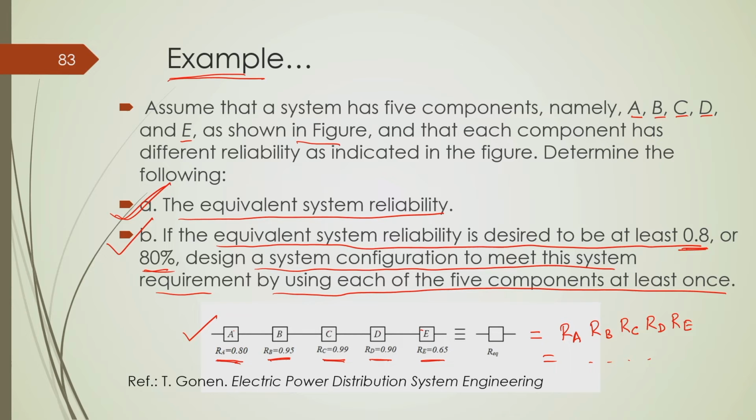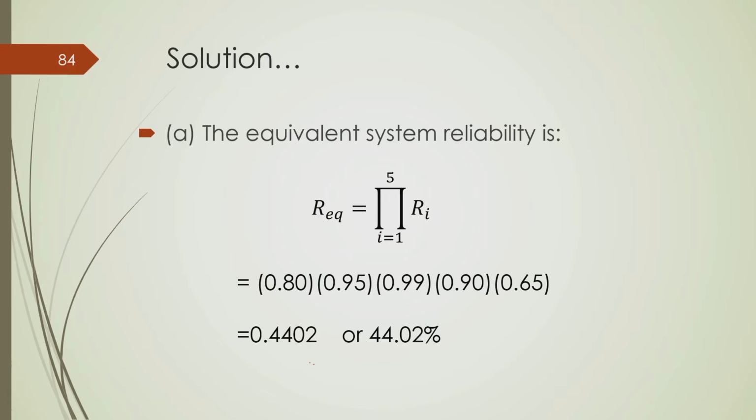So, let me check what equivalent system reliability value we get, by multiplying 0.8, 0.95, 0.99, 0.9 and 0.65. We get this value as 0.44, okay, or 44.02%. If you multiply the individual reliability levels of all these 5 units or 5 subsystems, then the composite reliability comes out to be this. Okay. If you look at this value, you see we have 2 components, one having reliability 0.65, another having reliability 0.8.